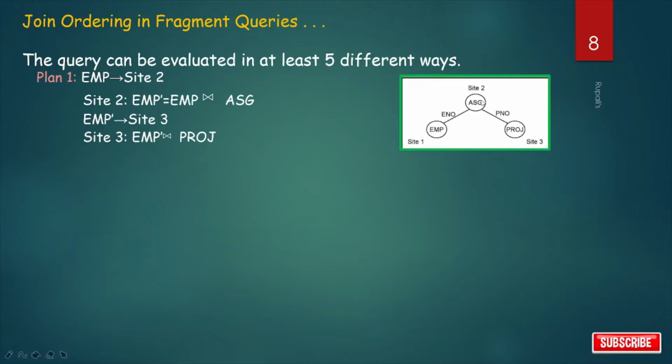Send EMP dash table to site 3. In site 3, do the natural join operation EMP dash table with project table.